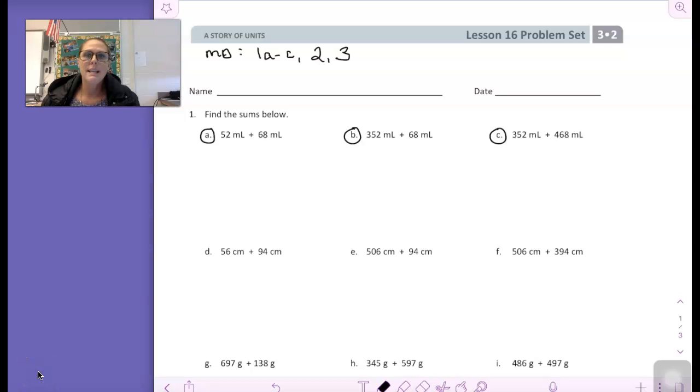Hi, boys and girls. This is Lesson 16 problem set. Follow along and do the problems with me as I do them on here. Our must-do problems are numbers 1A, 1B, 1C, number 2, and number 3. And we're going to go through and do all of those together.